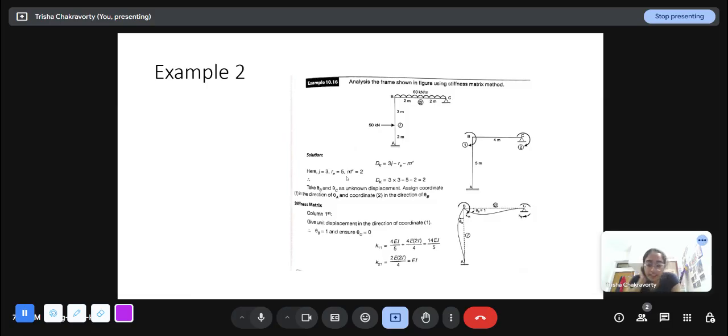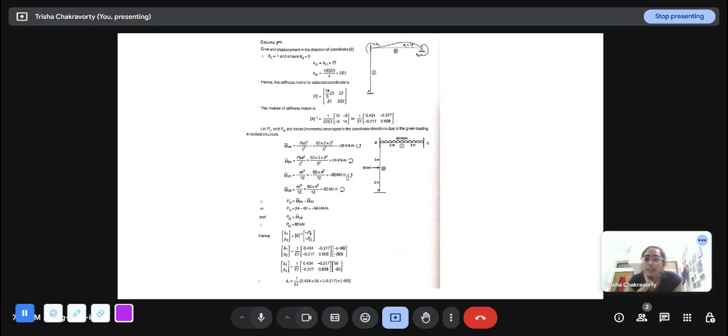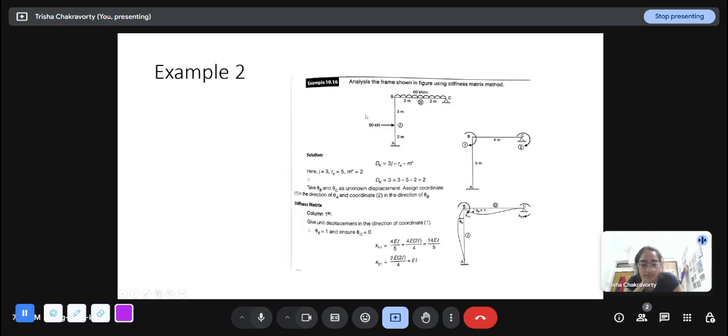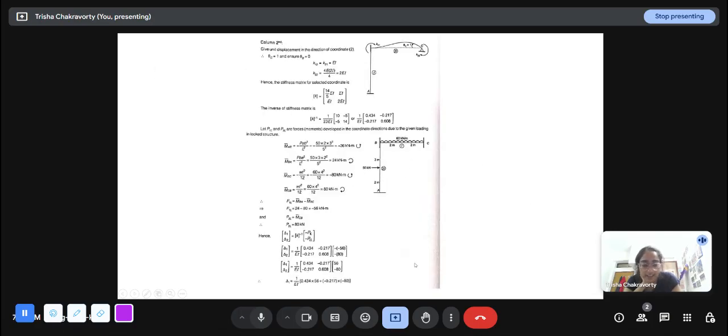K21 is 2 into E into 2I by 4. For the second column, I'm going to give unit displacement in C, and I'm going to fix B. So theta C is 1 and theta B is 0. So K12 is K21, as we know it will be symmetric, and K22 is 4E into 2I by 4. So I get the stiffness matrix as 14 by 5 EI, then EI, then again EI here, and this diagonal term is 2 EI.